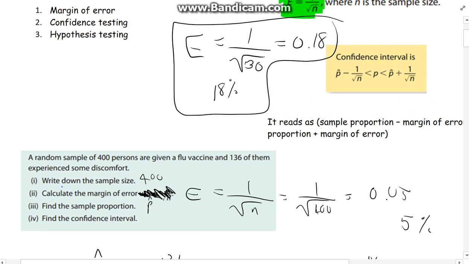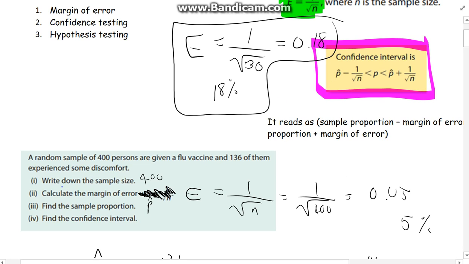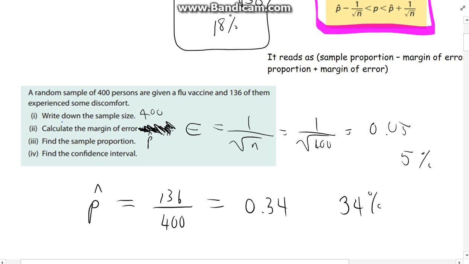So next part is the confidence interval. So this formula here is for the confidence interval. Again, it's not in your log tables, but you need to know it. But it is quite simple. We can read it as sample proportion minus your margin of error less than or equal to p less than or equal to sample proportion plus your margin of error. So you'll have worked all these things out.